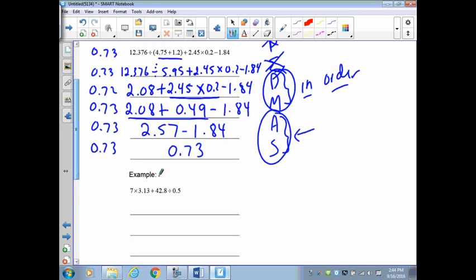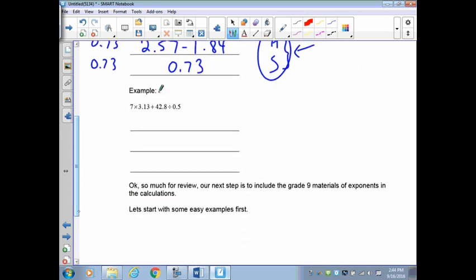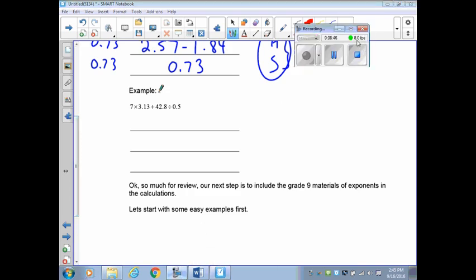All right, I want you to pause the recording, and I want you to do 7 times 3.13 plus 42.8 divided by 0.05. All right, so give that a try, and I'm going to go and shut down an alarm.